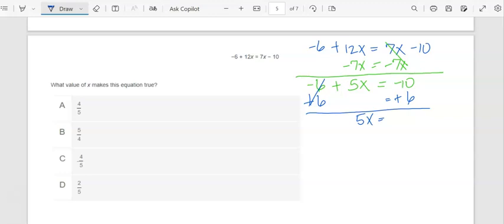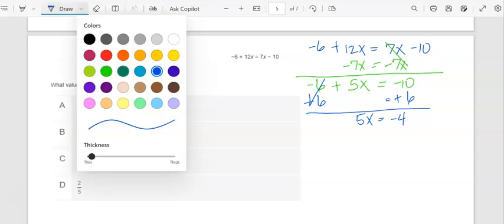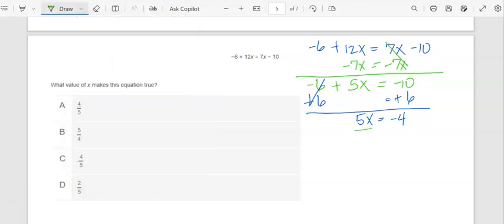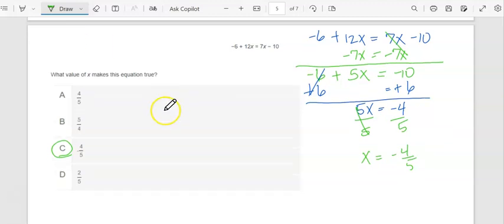Negative 10 plus 6, put it into your calculator, or just remember the integer rules, it's going to give you negative 4. Our answer, you're going to leave as a fraction. You're going to divide by 5. The 5's cancel over there, so x is negative 4/5. So the answer is C for this one.